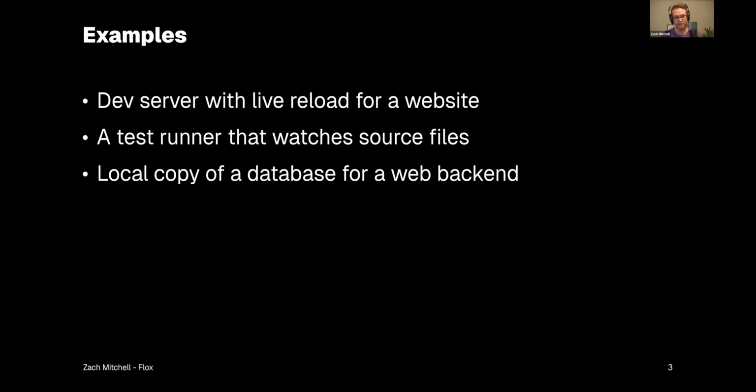Another example is you might have a test runner that watches for changes to your source files and then reruns your tests every time something changes. That's another common use case. And then this last case is the one that I was talking about on the previous slide, where in order to do your work, you need some other things running, say a database, a caching layer via Redis or something like that. So there's a lot of motivating use cases for a feature like this.